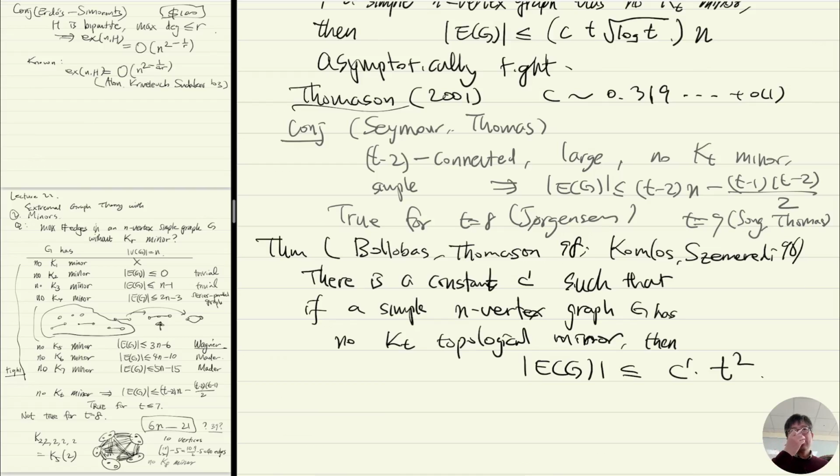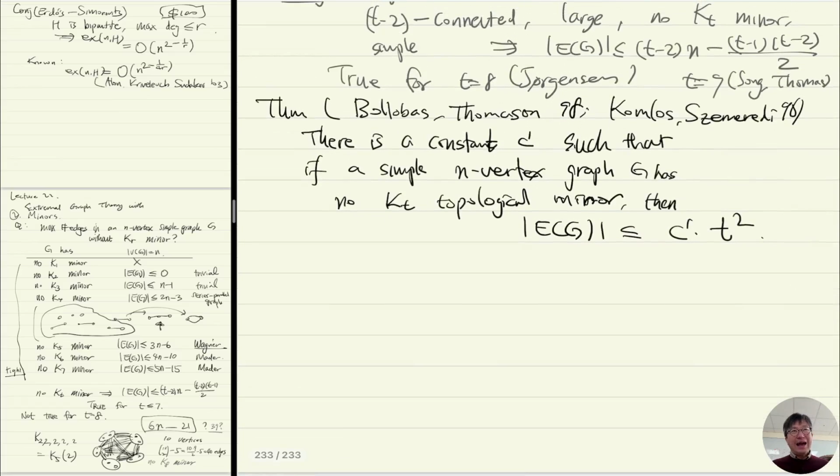All right, since we talked about the number of edges, now a natural corollary of all these things is that you can actually prove something on chromatic number. Okay.